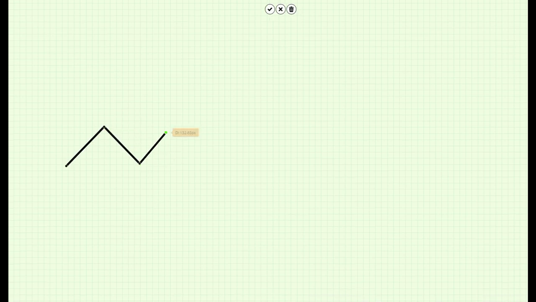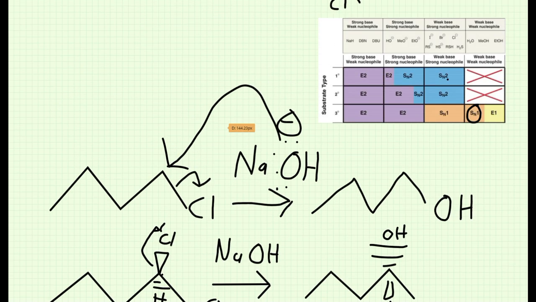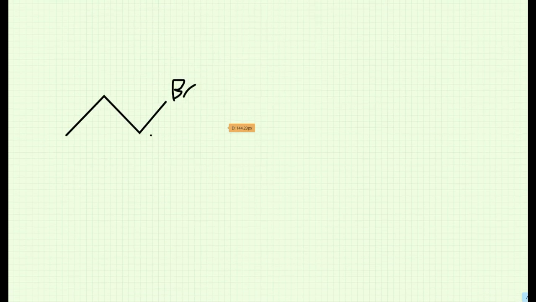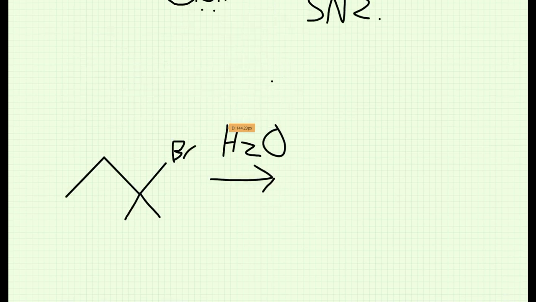We have bromine, and it would have to be tertiary. Yep, bromine here. So that means this is a tertiary reacting with, let's do H2O. So you might be thinking, well, hold on, water is not a very good nucleophile. It has no charge. It doesn't have a negative charge. Why would it act like a nucleophile?